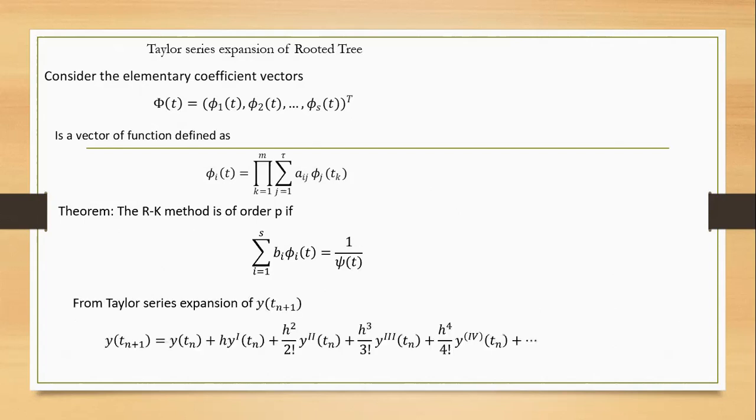Now let's see from the Taylor series expansion. Generally, we know the Taylor series expansion of y(t_n + h) is defined as this: y(t_n) plus h y prime of t_n plus h squared divided by 2 factorial y double prime of t_n plus h cubed over 3 factorial y triple prime of t_n plus h to the fourth divided by 4 factorial y fourth derivative of t_n, and so on.